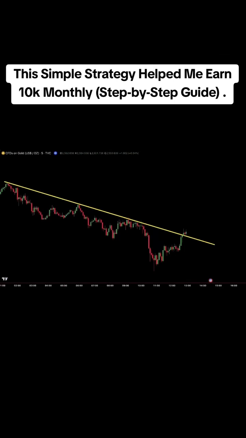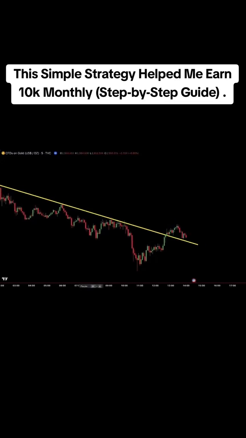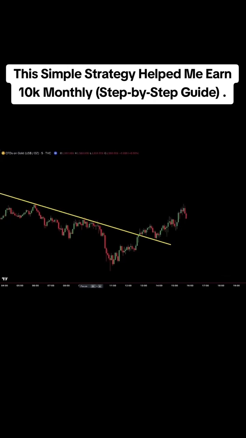Now, let's consider another example. Here, the market is trending downwards, forming a clear trend line. Notice what happens, a breakout above the trend line. This breakout suggests that the market is likely to reverse or at least make a move upward. Identifying this breakout early helps us catch the new upward trend as it begins.